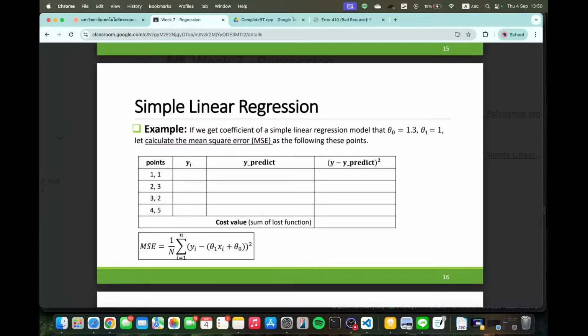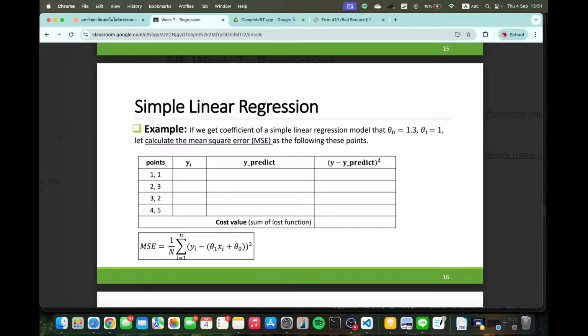But the question is, what should we do, or what is the simple linear regression process for finding the suitable theta 0 and theta 1? You have to random, right? Random again and calculate the mean square error and see how much you get, right? If you get like 100, it means you have to change theta 0 and theta 1 again to decrease the mean square error, right? It's not easy, right? Because you have two parameters and you have to adjust them to get the lowest error.